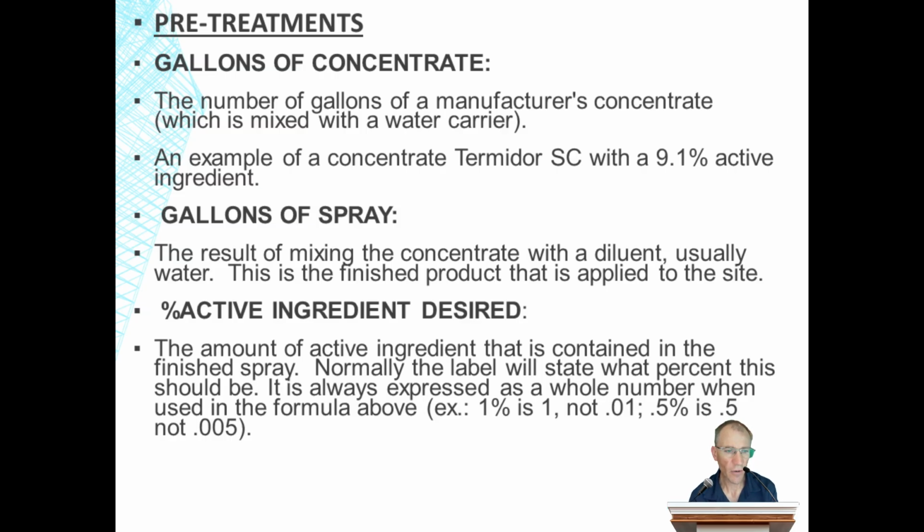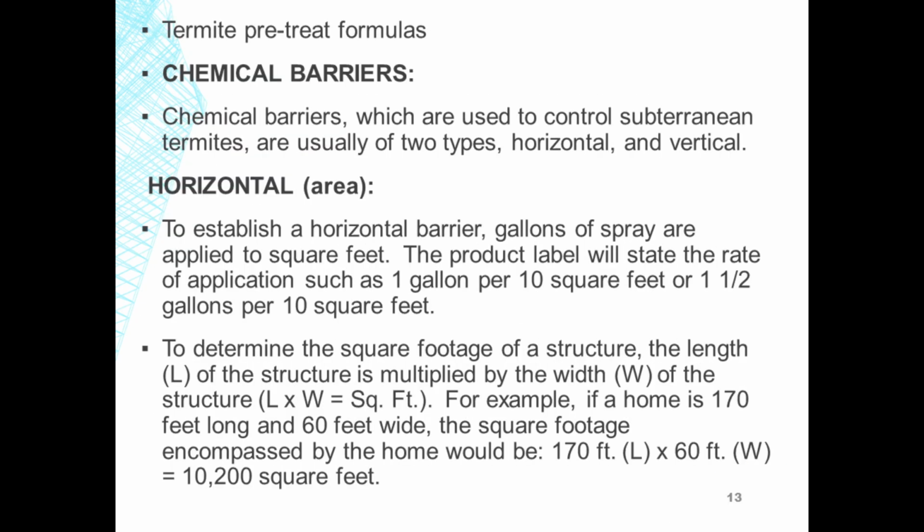Percent active ingredient desired: the amount of active ingredient that is contained in the finished spray. Normally, the label will state what percent this should be. It is always expressed as a whole number when used in the formula above. Example, 1% is 1, not 0.01. 5% is 5, not 0.05.